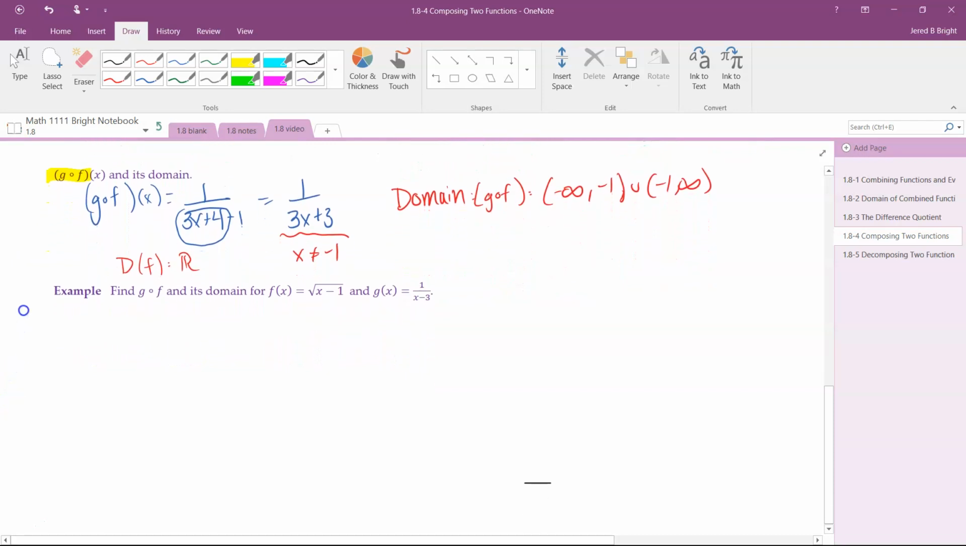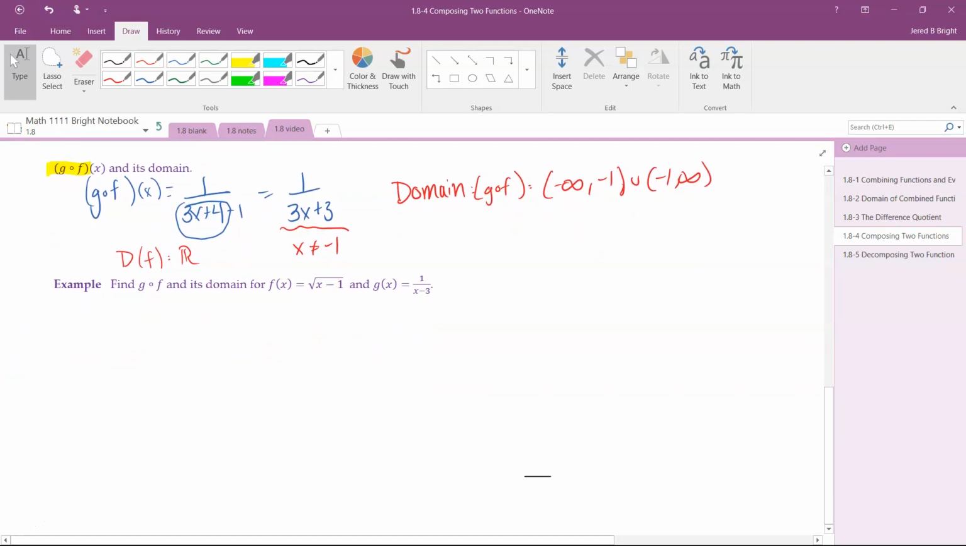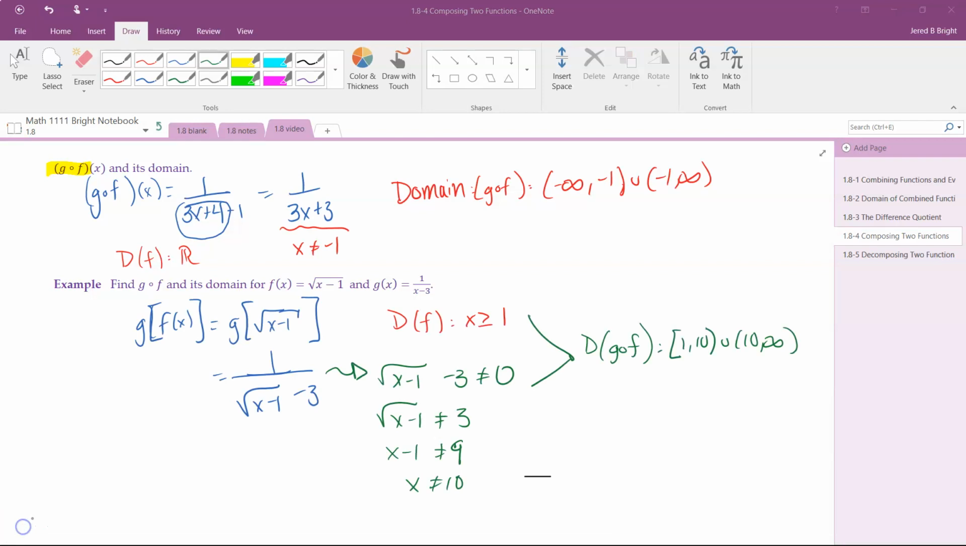And I'm going to leave you with this example. I want you to pause the video, find g of f and its domain, and when you are ready, continue on with the video. And here's the solution.